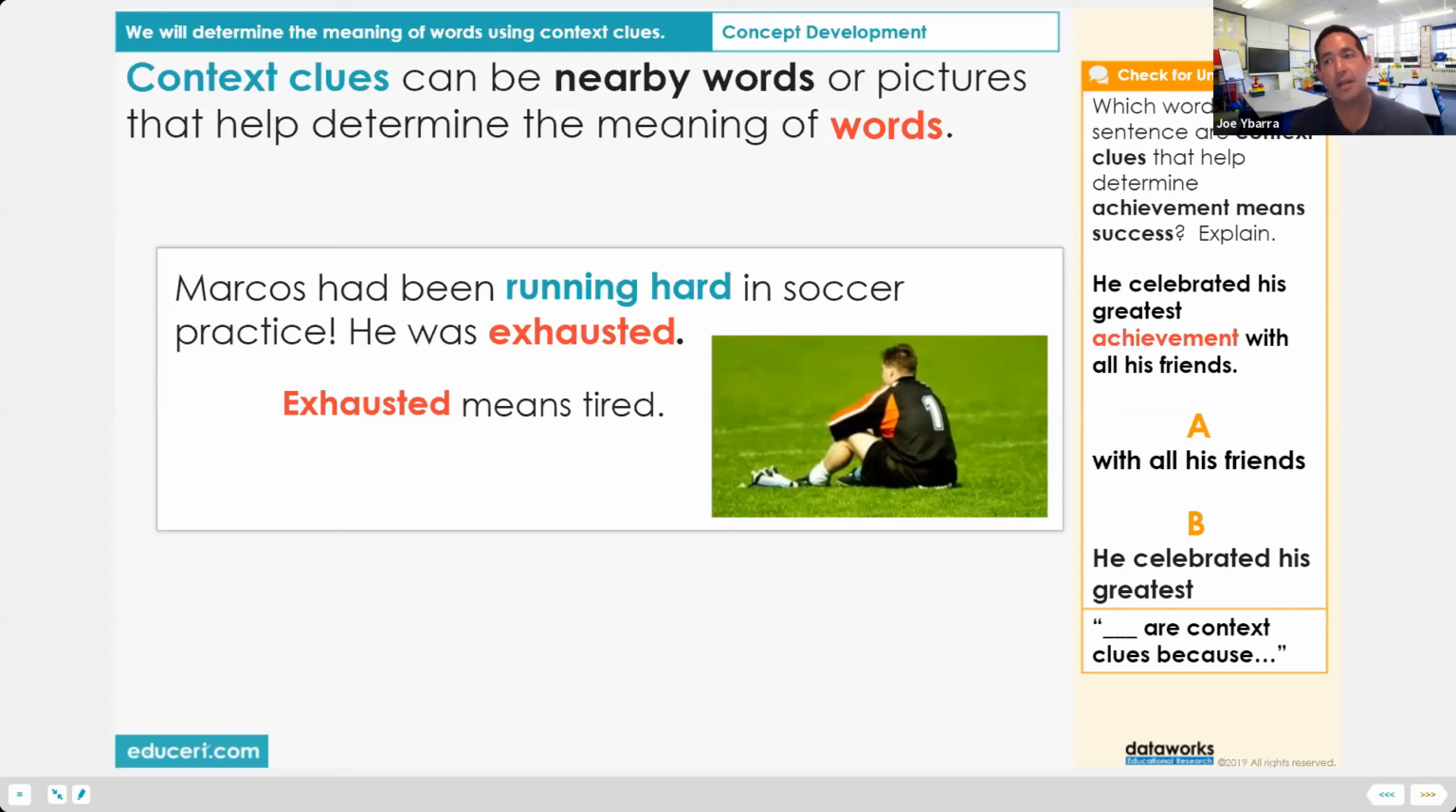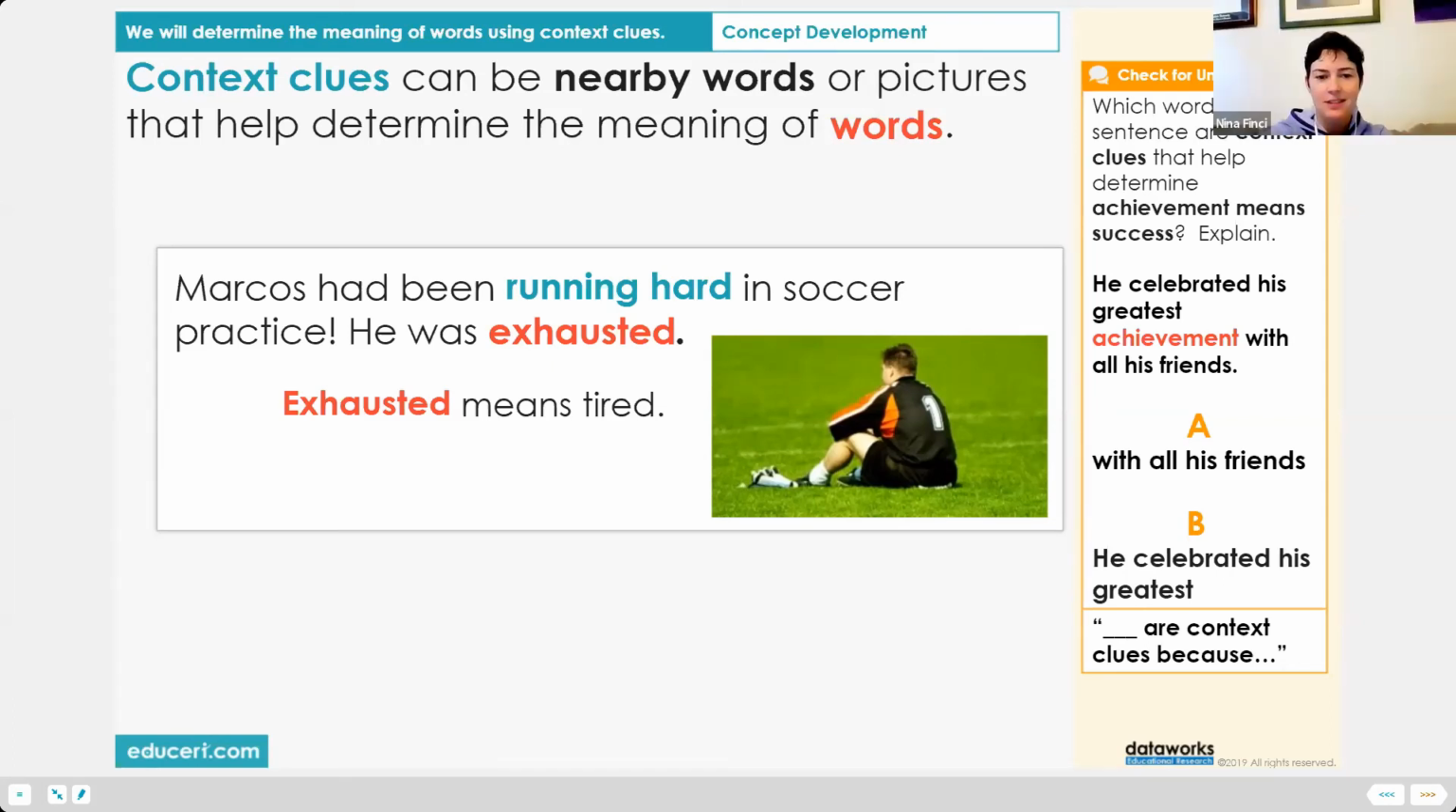Why is A not an example of using context clues? A is not an example of context clues because we do many things with all our friends. Like we can celebrate with all our friends, but we can go to a funeral with all our friends and mourn something and be sad about it. It's not that much information. I could be playing soccer with all my friends. I could be doing something sad like a funeral with all my friends. I'm looking for information about achievement. Yes, very nicely done. Nina, would you like to change your answer and would you tell me why?